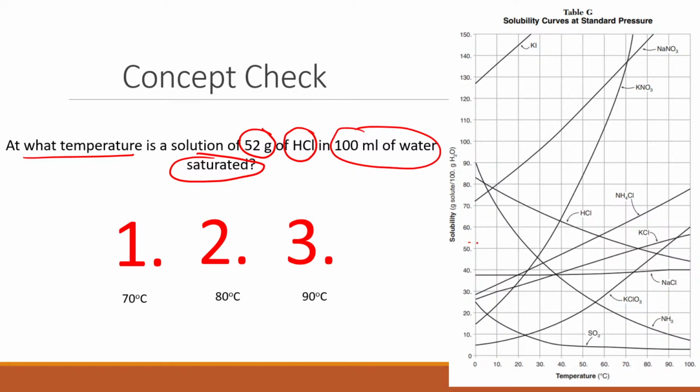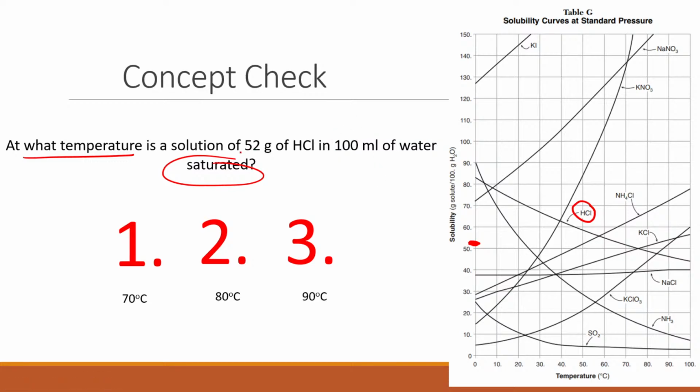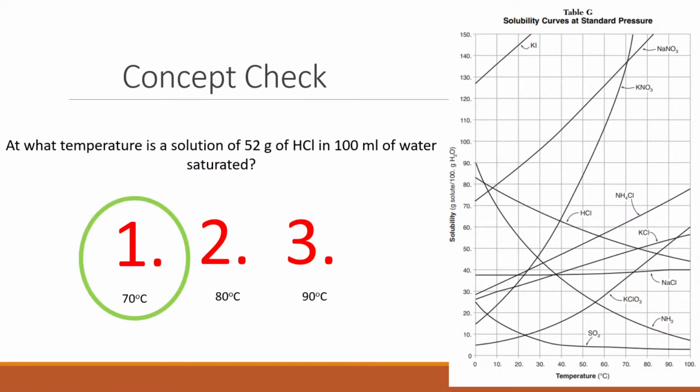52 grams means we're right here on the y-axis. HCl means we're looking at this line. 100 milliliters of water means we're using the y-axis as given. And saturated means we're looking on the line itself. So we want this 52 to intersect with the HCl line. And we want to follow that down to get our temperature, which will be 70 degrees Celsius.